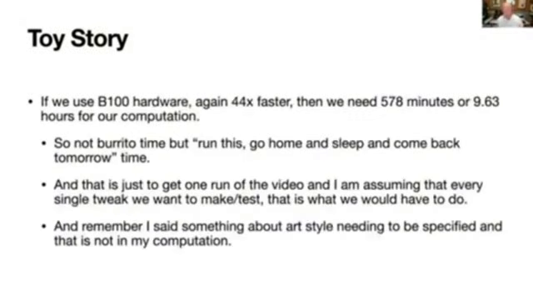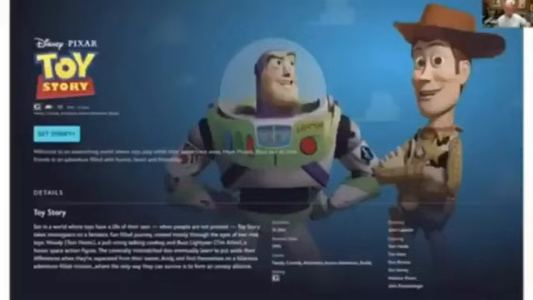If we use B100 hardware, again, 44 times faster, then we need 578 minutes, or 9.63 hours for our computation. So this is not burrito time, but run this, go home and sleep and come back tomorrow time. And that is just to get one run of the video. And I'm assuming that every single tweak we want to make or test, that is what we would have to do. And remember, I said something about art style needing to be specified, and that is not in my computation. So it actually takes a lot longer.